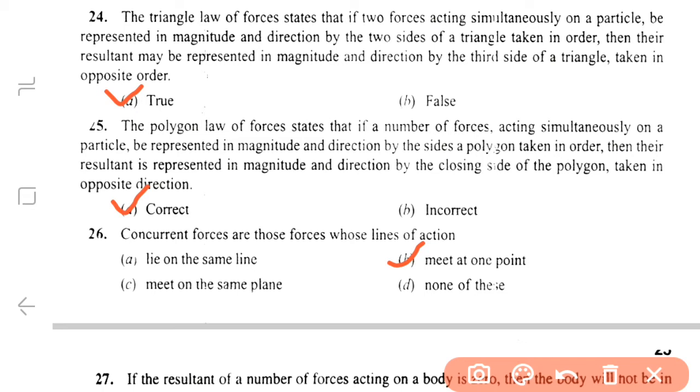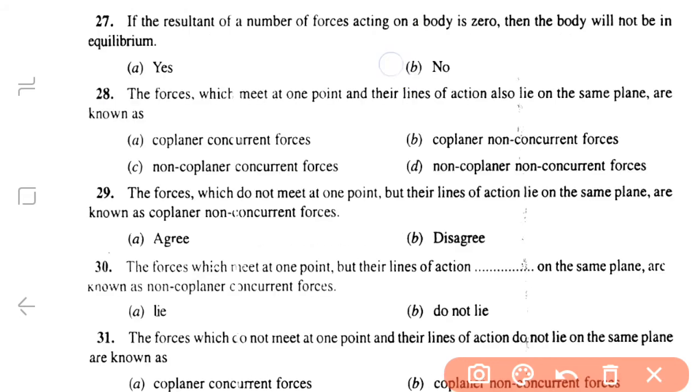Now next is question 27. If the resultant of a number of forces acting on a body is 0, then the body will not be in equilibrium. Here options are yes or no. Here option B is the correct answer for this question, that is no.